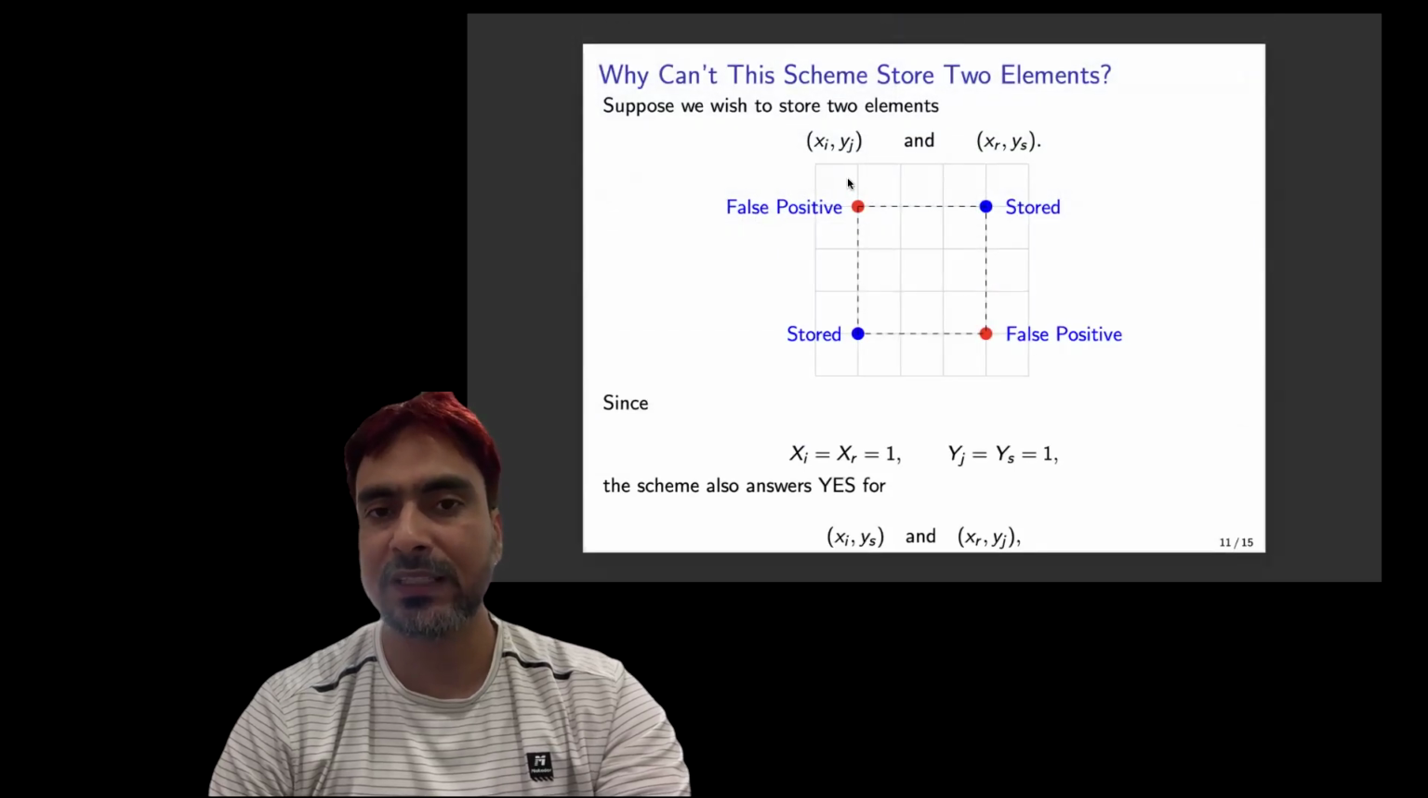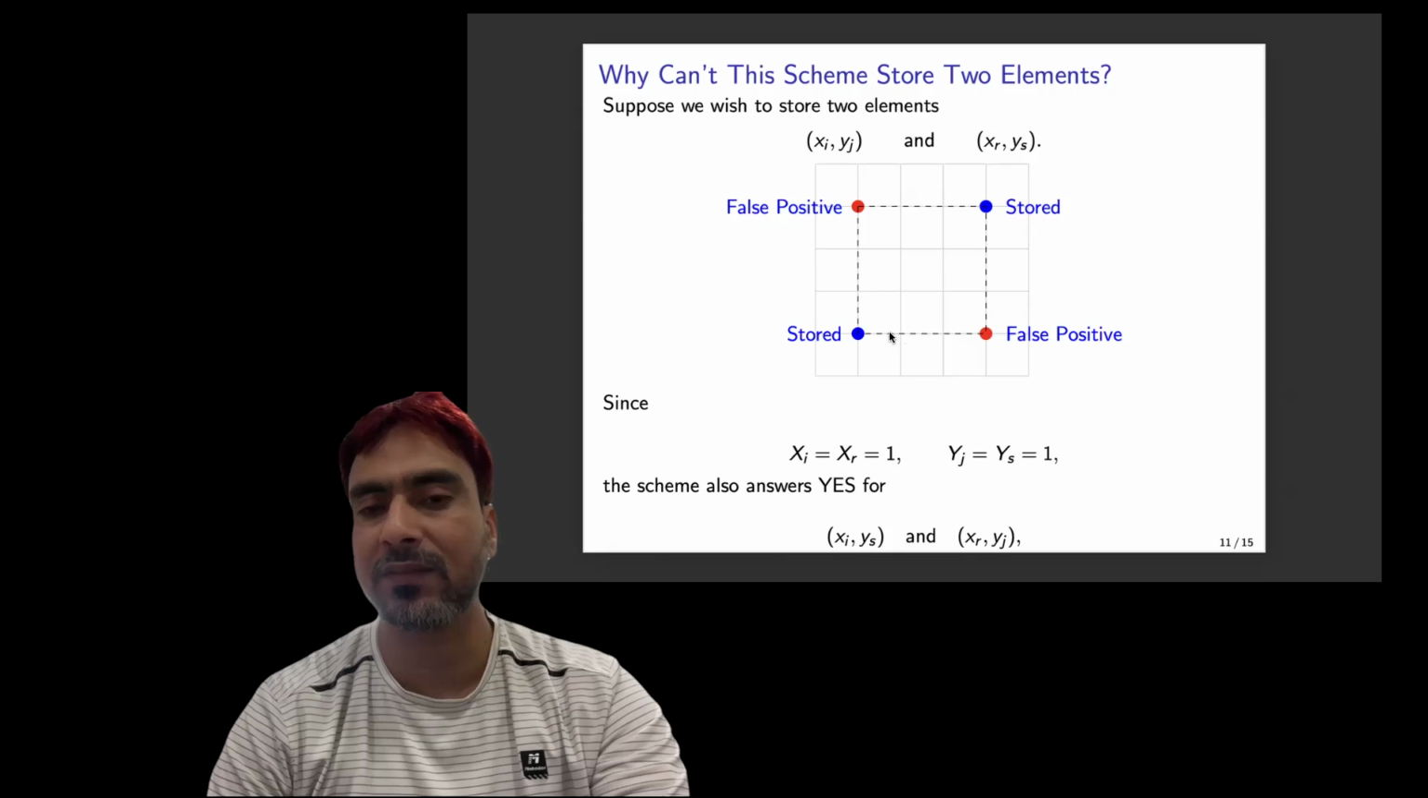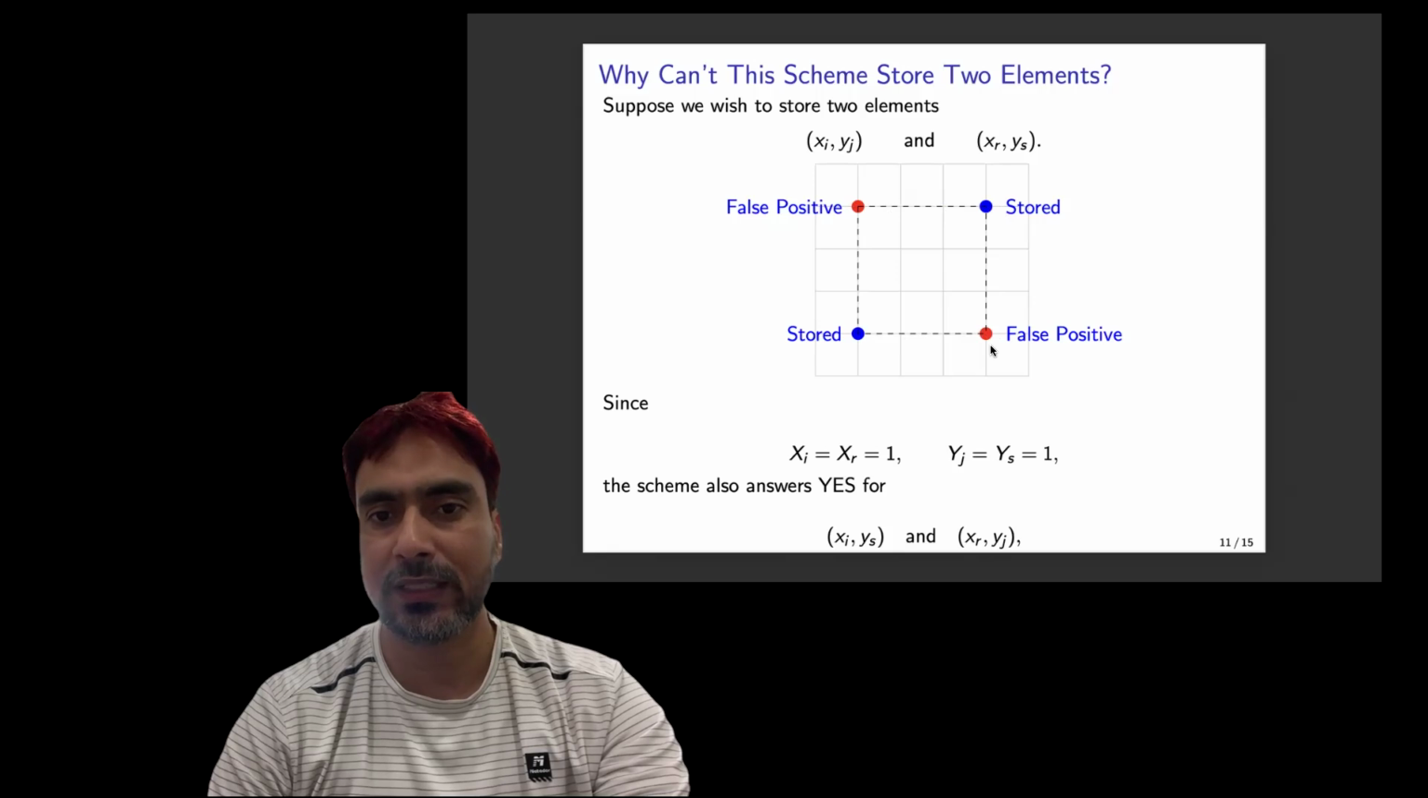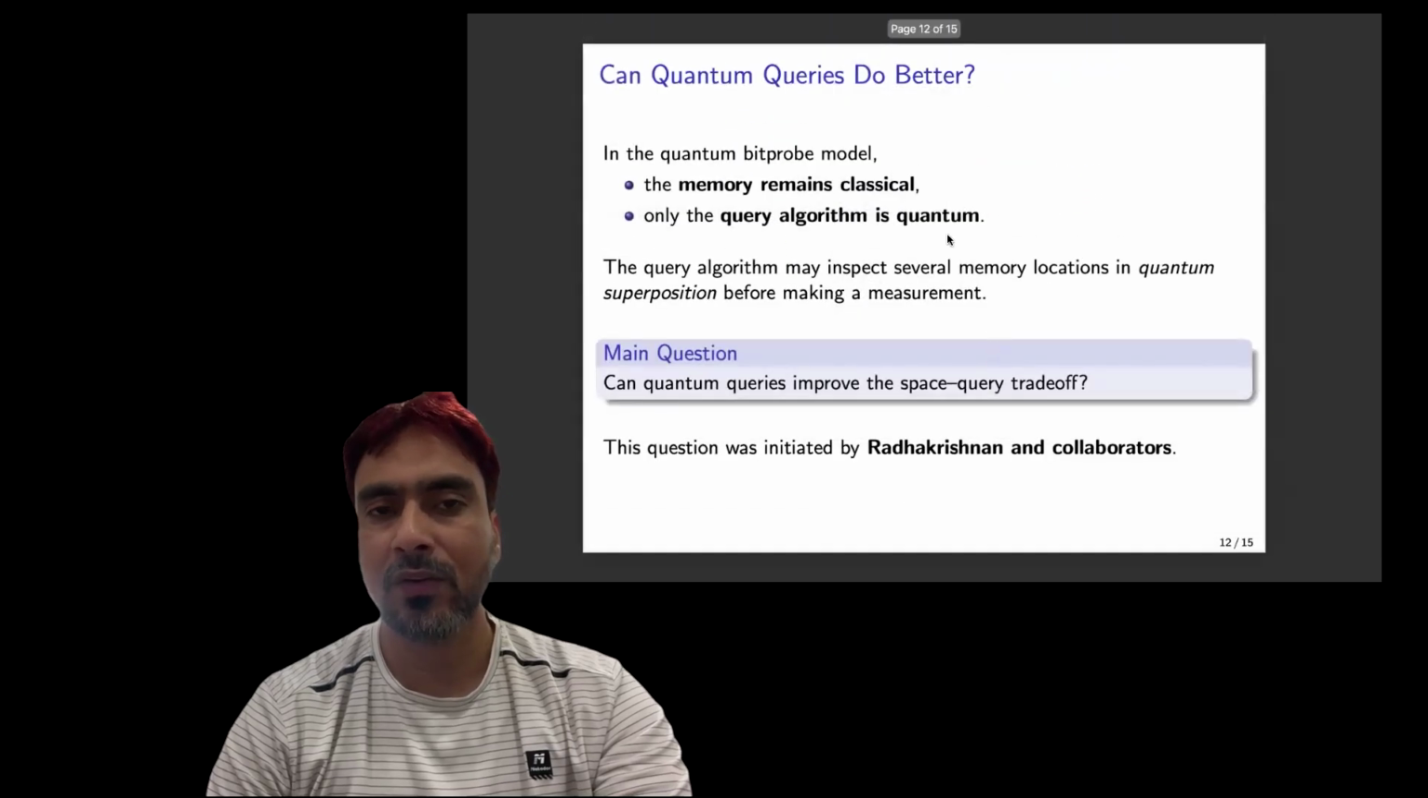You can see that the previous scheme cannot store two elements. Suppose these two blue color elements were present; then we will have to set x and y both to be 1 for these blue color elements. Because of that, this red color point will take x, y from here and x from the other blue point, and the same for this one. So this will take x from one of the blue points and y from another blue point, and hence we will answer incorrectly for these red points. So that's an issue. So now we want to see: can quantum queries do better?